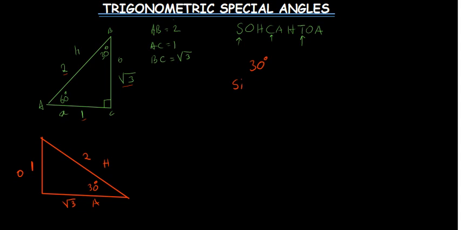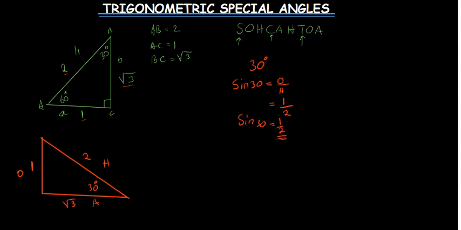So for sine theta, the theta is already the 30. So you can say sine 30 is equal to, from the formula, opposite over hypotenuse. What is our opposite right here? It is 1. And what's our hypotenuse? It is 2. So the value that we have for sine theta is 1 over 2, which is just half. In decimal places, that means 0.5. So that is the value for sine theta right there.